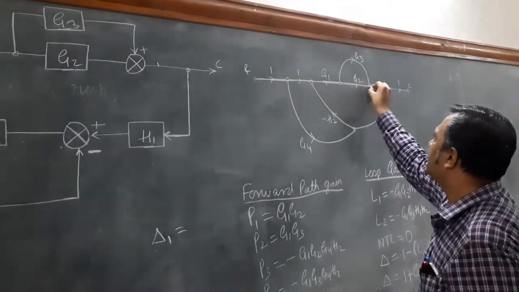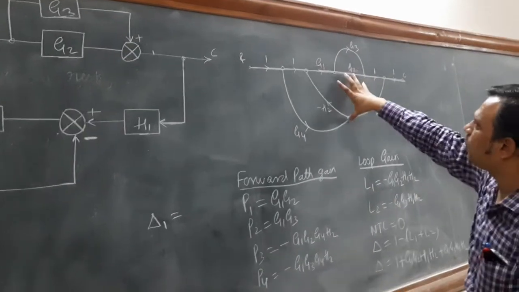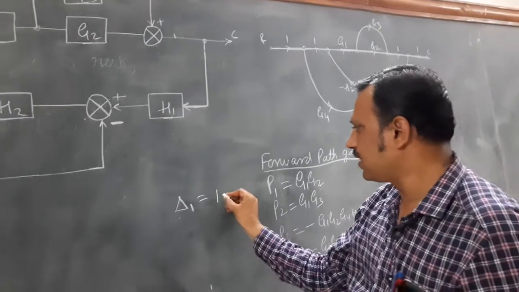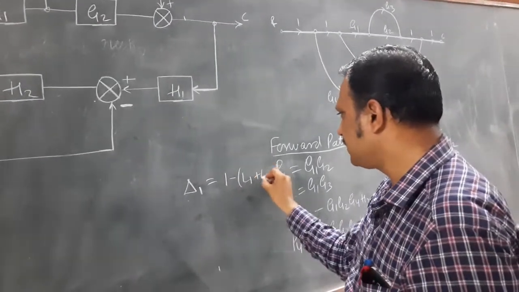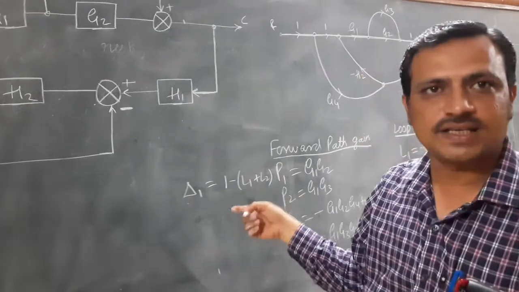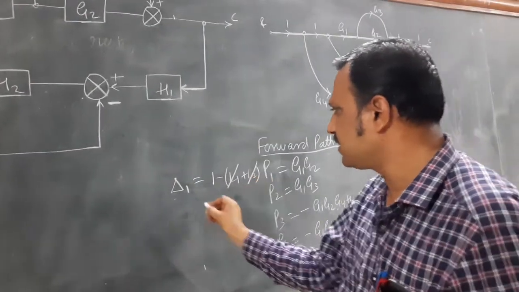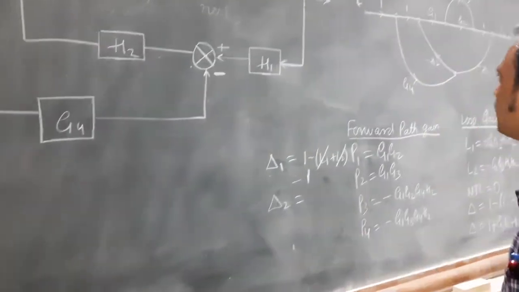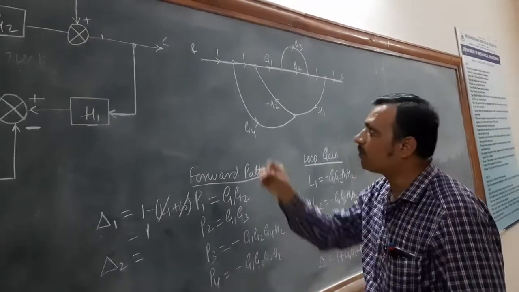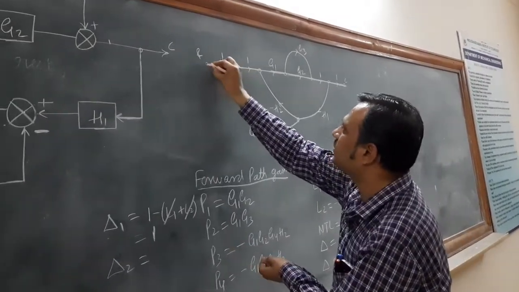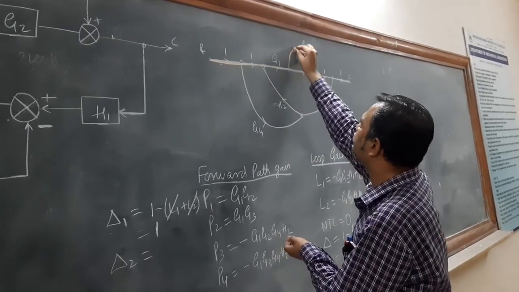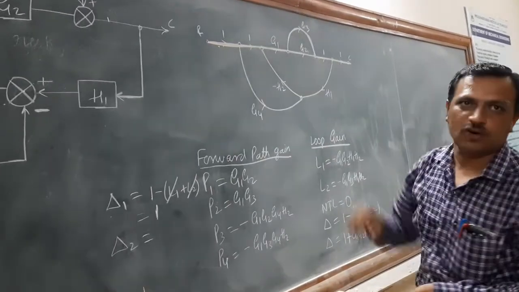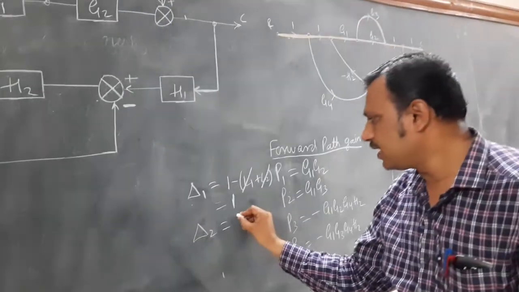For the first forward path, loop 1 is touching and loop 2 is also touching. Hence delta 1 is equal to 1. Or we can write it like this: 1 minus (L1 plus L2), then whatever loops are touching, you have to cancel those loops. L1 is touching, L2 is touching. Therefore delta 1 is equal to 1. Next, delta 2, for the second forward path. Again the first loop is touching and the second loop is touching. Hence again you have to cancel them. Delta 2 is also 1.